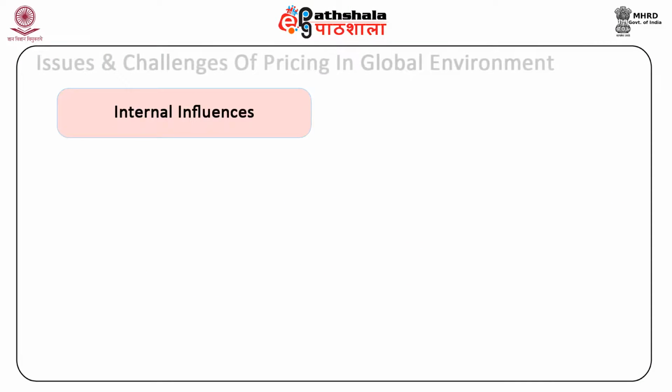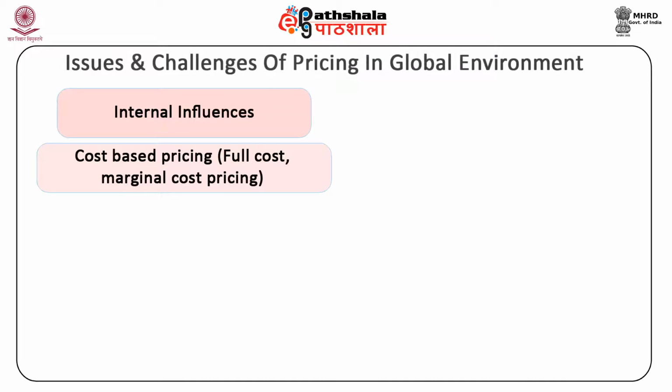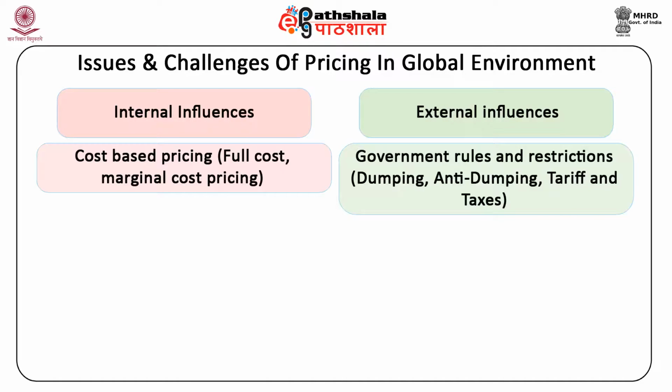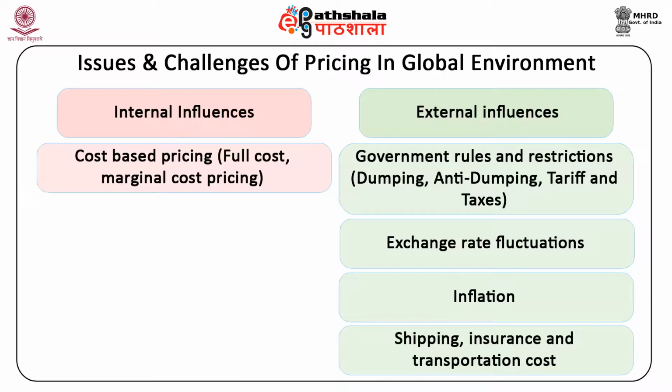Internal influences include: fifth, cost-based pricing, which includes full cost pricing and marginal cost pricing. On the other hand, external influences include: fifth, government rules and restrictions, which may include dumping, anti-dumping, tariffs and taxes. Next, exchange rate fluctuations. Next, inflation, and next, shipping, insurance and transportation cost.